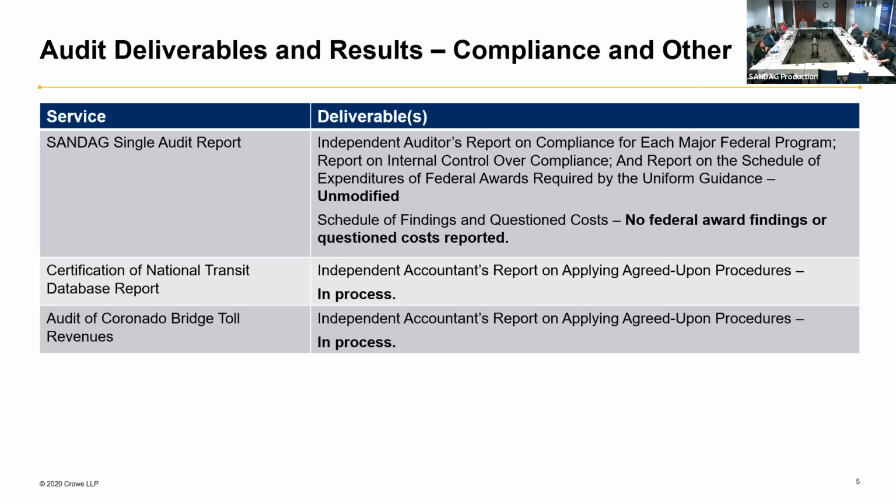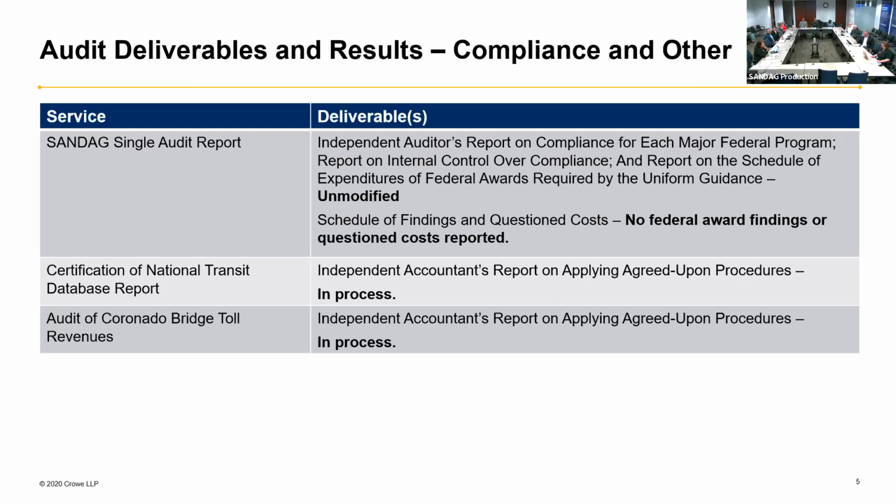The last 2 items, the certification of the NTD or National Transit Database report, and also the Coronado Bridge Toll Road report, are actually still in process. Just very briefly, the NTD report is in process simply because the FTA is very behind in processing one of the critical reports that is utilized as one of the procedures in the agreed upon procedures. So it's really through no fault of management, but as soon as the FTA catches up to that, we'll perform our procedure and then issue that report. And so nothing to report on that today.